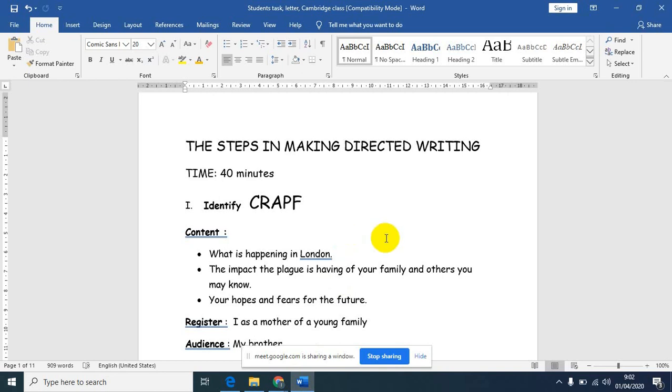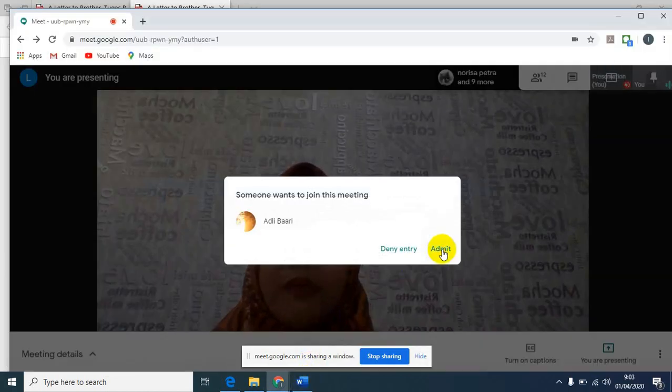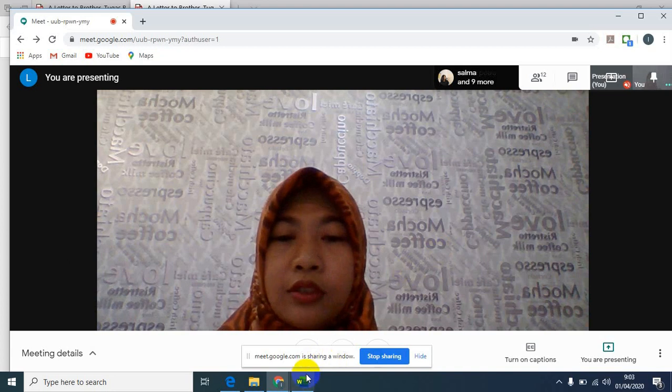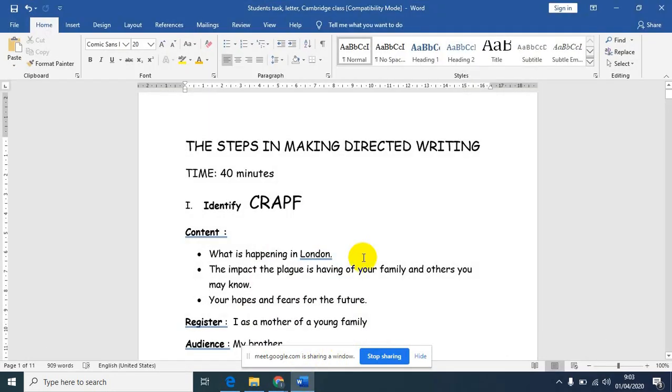So here are the steps in making directed writing. Well, you only have about 40 minutes. In 40 minutes, it will be divided into several minutes for reading and understanding the passage, then you identify as well as make the draft about what you're going to talk about. And at the last one, of course, it's time for you to write.